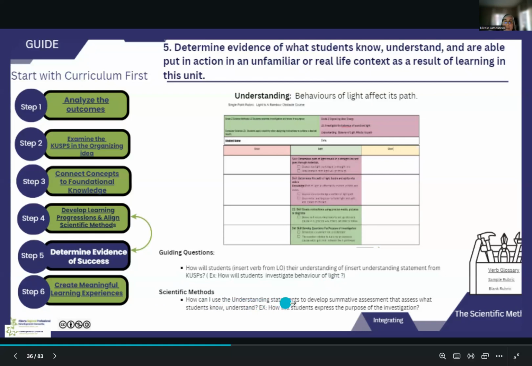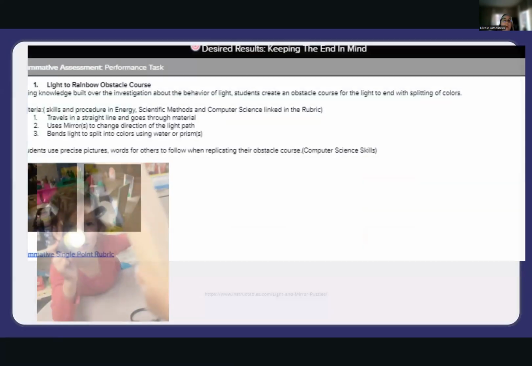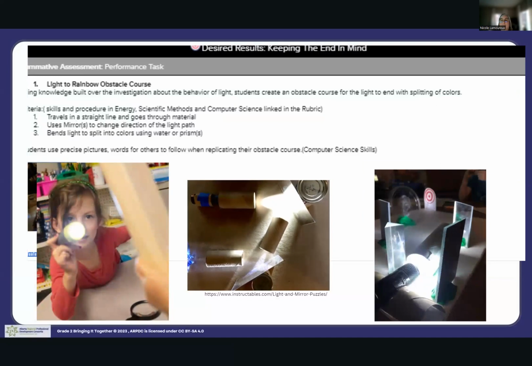How can I use the understanding statements to develop summative assessment? So as you're going through these units, as I mentioned, you're summatively assessing along the way. How are they applying certain pieces or aspects? So the verb glossary is there if you need it, and the sample rubric is there as well as a blank rubric. So I'm going to show you the summative assessment tasks that you get with this particular plan.